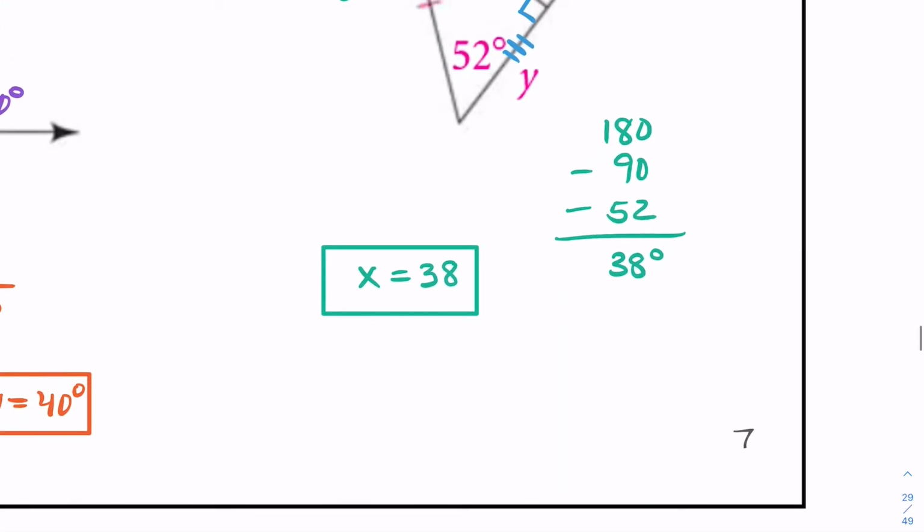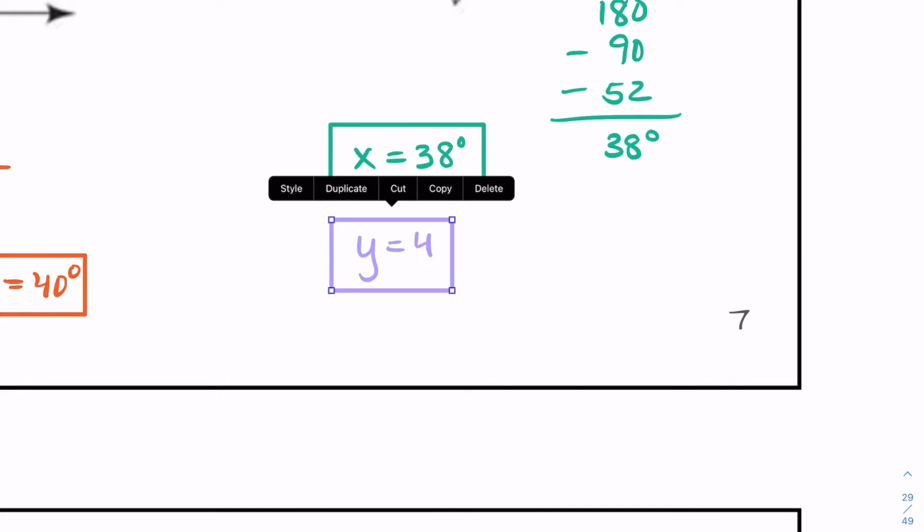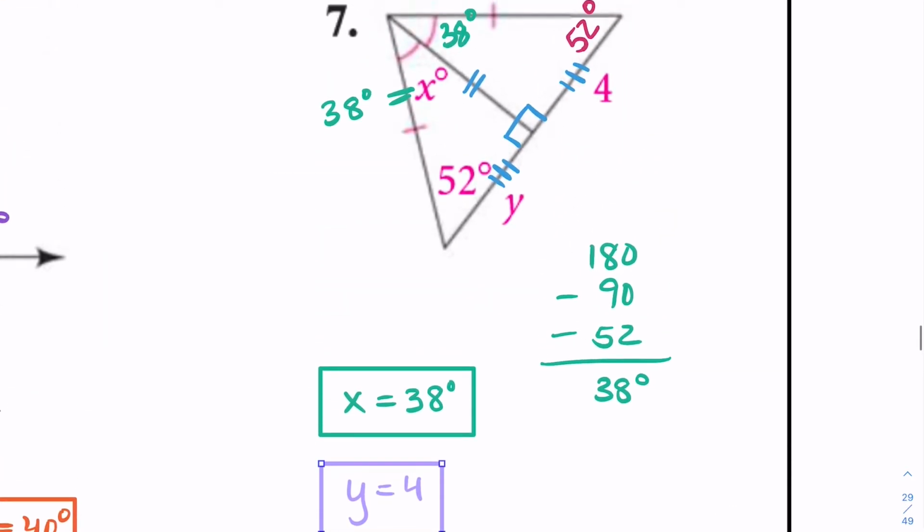And then we also can do Y. Y is equal to 4 because it's congruent. It's a side length, not a degree measure. So Y equals 4.